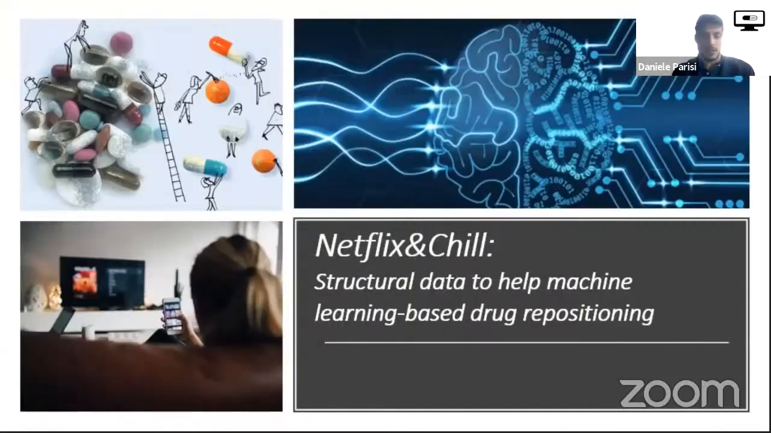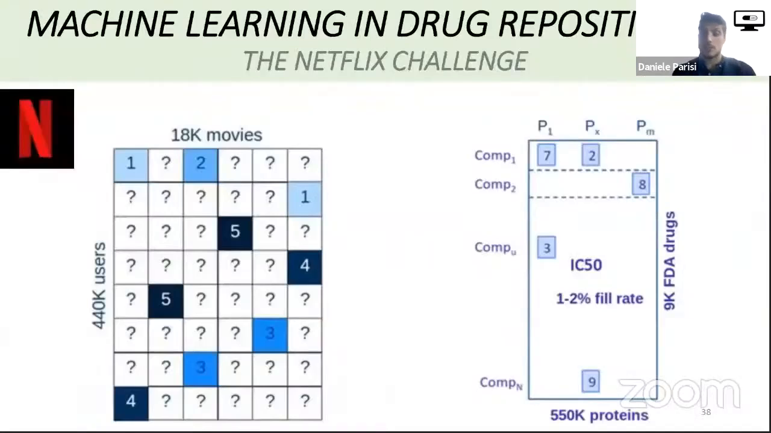So what I did, and it's going to be explained now, I like to call it Netflix and chill, which is a bit weird as a name, but you will understand why. So let's start from the beginning. This matrix is a very sparse matrix, and in order to fill this matrix, we looked at the Netflix challenge.